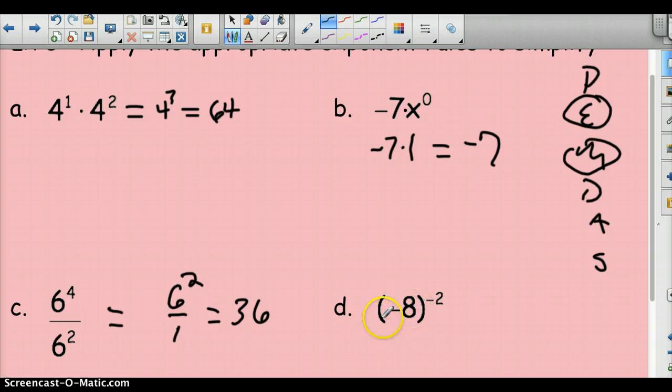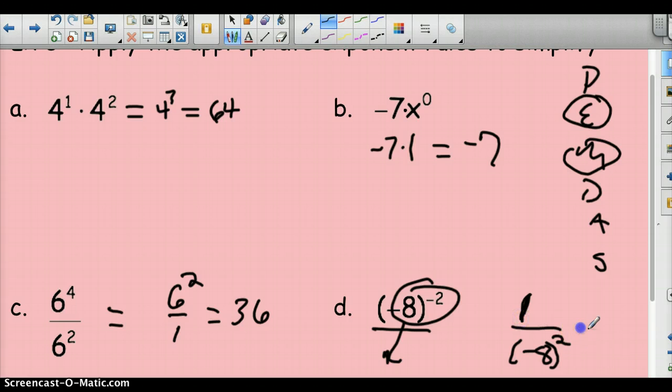Last one, negative 8 to the negative 2. Be careful. There are parentheses. Therefore, this entire negative 8 will be dragged downstairs, since the exponent is negative. Now, the negative on the 8 doesn't change. That's the base here. The power, the negative 2, will turn positive. And there's nothing upstairs, so we write a 1. Last step is to evaluate. Negative 8 squared is 64. And the 1 will stay upstairs. Final answer is 1 over 64.